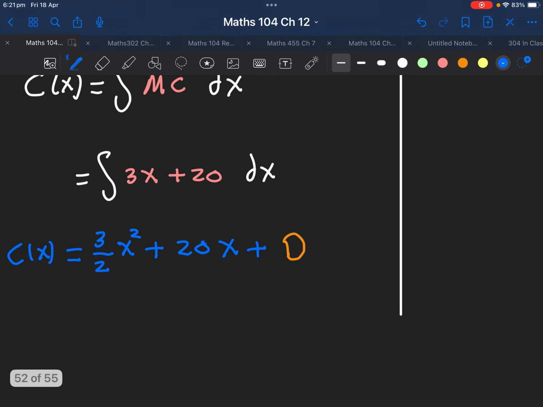The next step, in the question, it's giving to me the information. If I plug 80, the answer will be 10,400. So what I will do, I'll plug 80 everywhere.